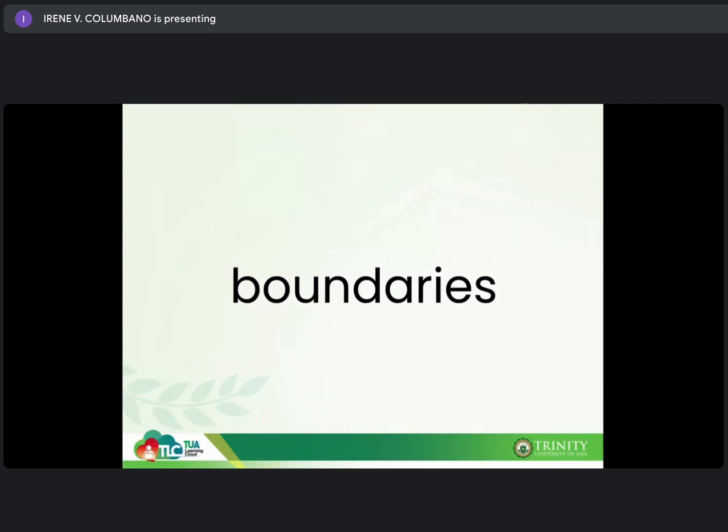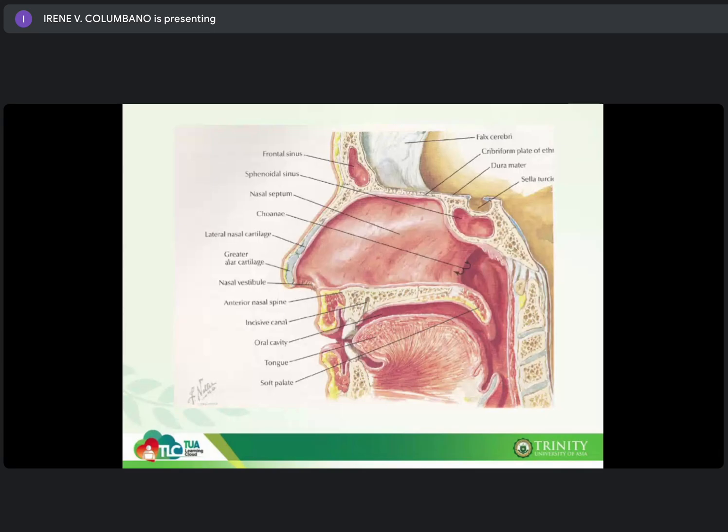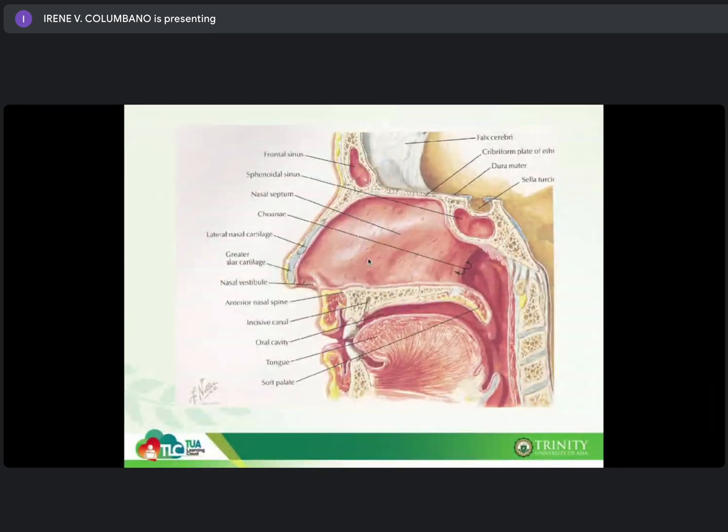So this slide is showing the boundaries. Do you still remember these areas of our nasal cavity? So we have here the vestibule. You can see the concha, the turbinates, and the nasal septum.